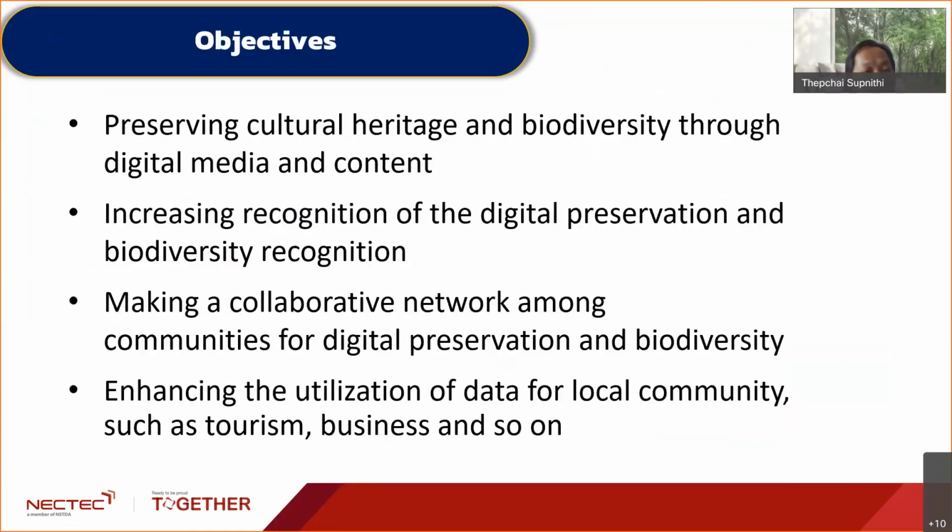Then the objective of this work is to preserve cultural heritage and biodiversity through digital media and content, and to increase recognition of digital preservation and biodiversity, and make a collaborative network among communities for digital preservation and biodiversity, and enhance the utilization of data for local communities, such as tourism, business, and so on.